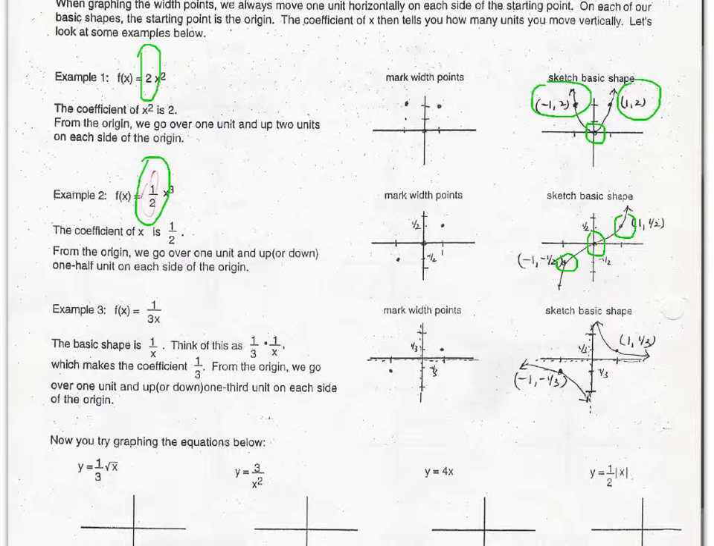The 1 over 3x, you can think of it like 1 over x. That's going to give you the shape where you have the boomerangs in the top right and bottom left, but it gets wider. So from the origin, you go to the right one, but only up 1/3. So you get the point 1, 1/3. Then from the origin, you go to the left one, down 1/3. So you get this point right there. So that graph gets a little bit wider.